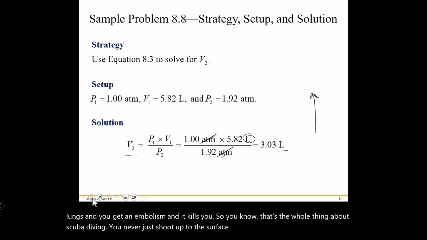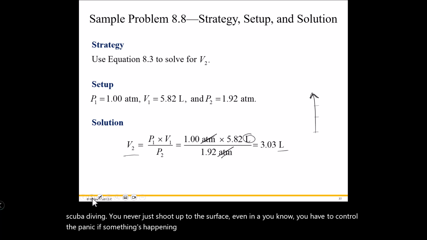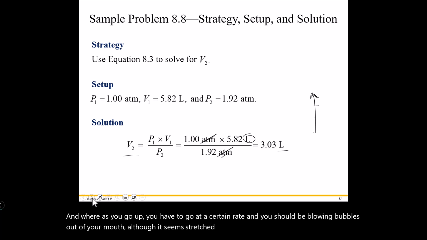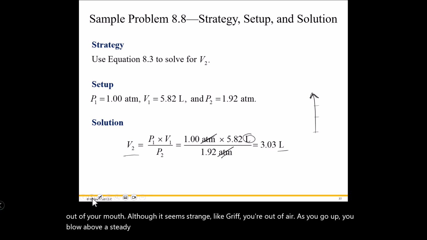Even if something's happening, you have to control the panic, but you have to go up at a certain rate, and you should be blowing bubbles out of your mouth. Although it seems strange, if you're out of air, as you go up, you blow a steady stream of bubbles out of your mouth so that you don't pop your lung and get an embolism.